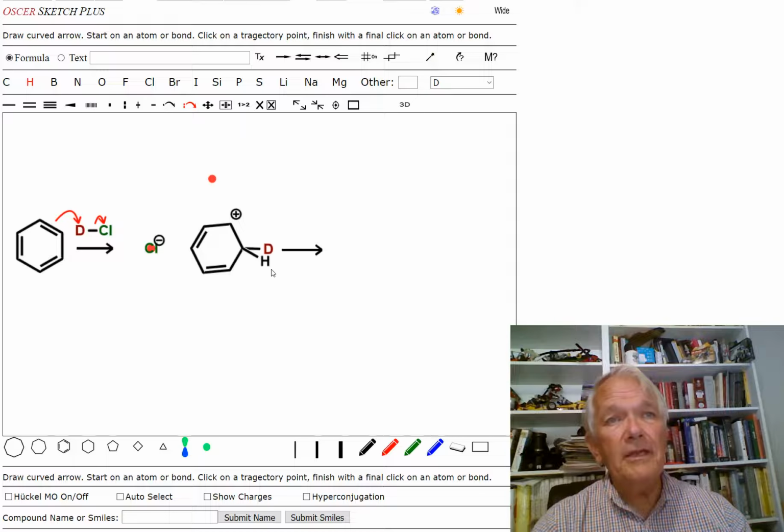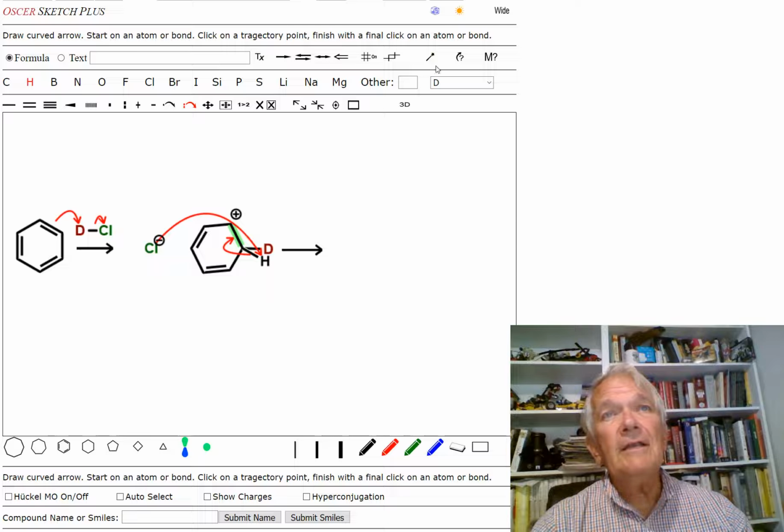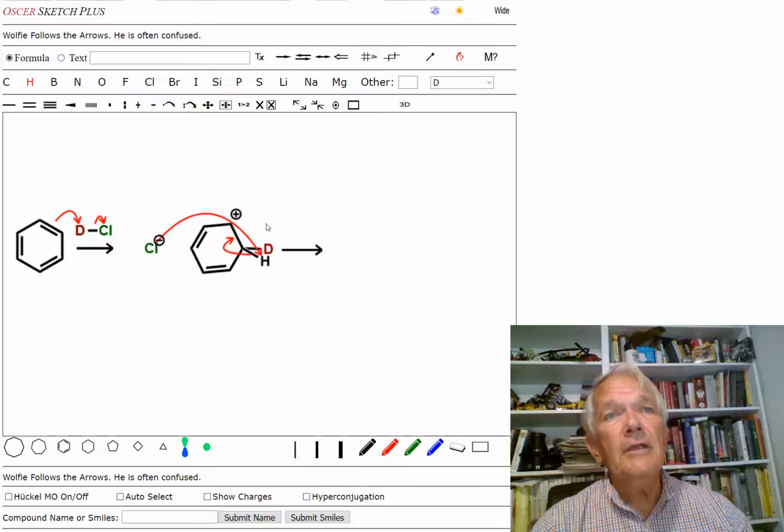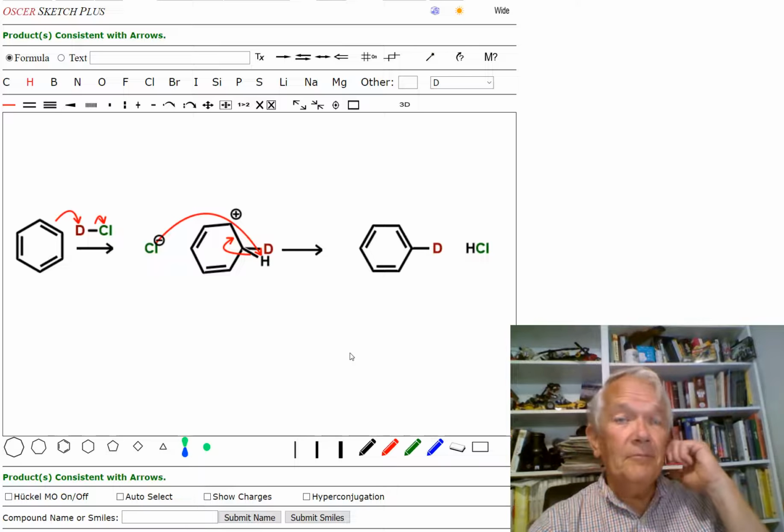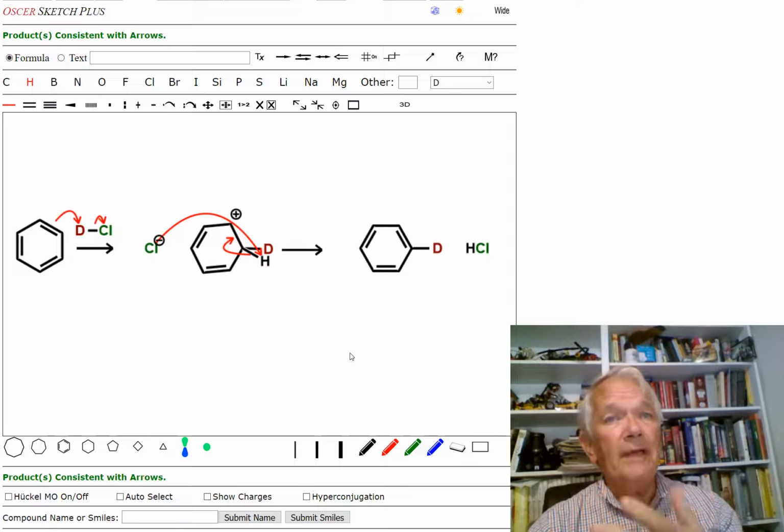Much more interesting is to attack the hydrogen, and then have the C-H electrons come over here and reform the double bond. So that leads us to our exchange. So here's our exchange reaction, where we have just completed everything. We're back to where we started with, except one of the hydrogens on the original benzene is now deuterium.